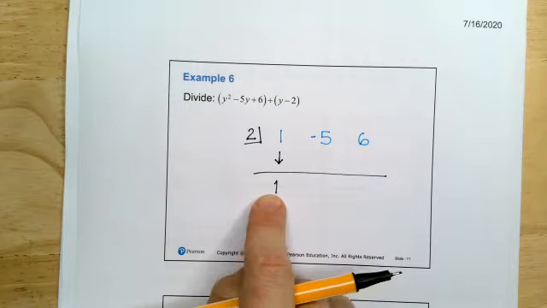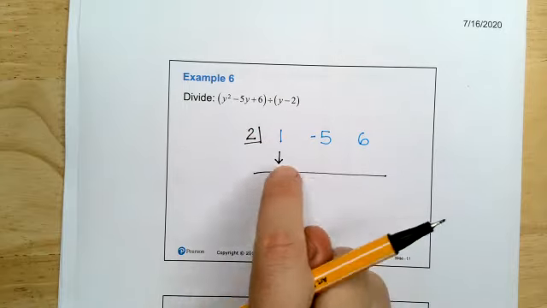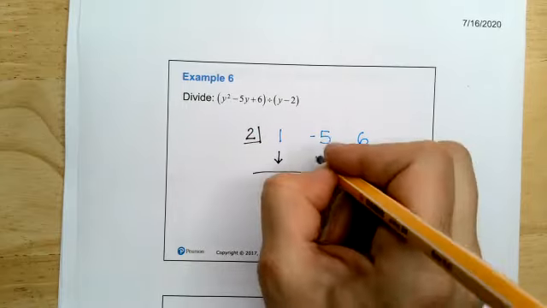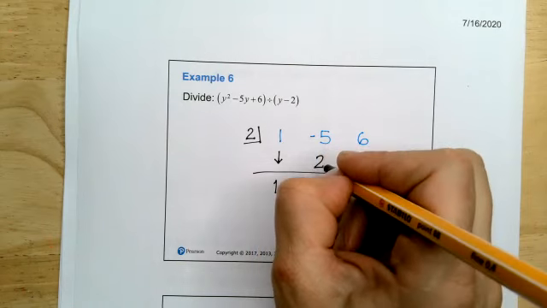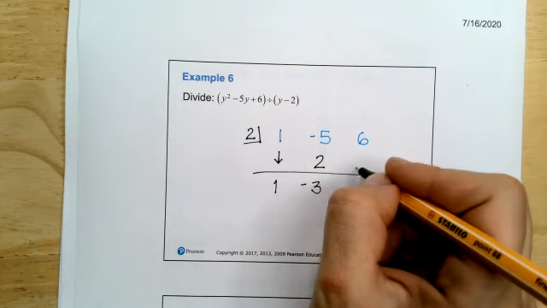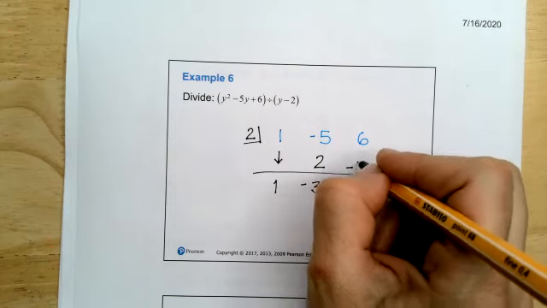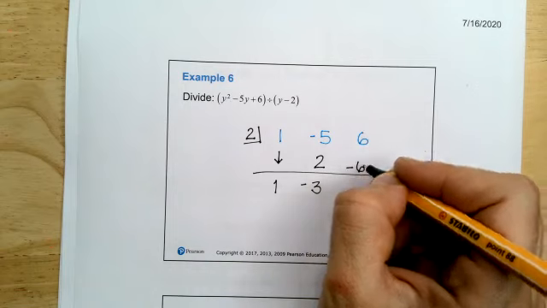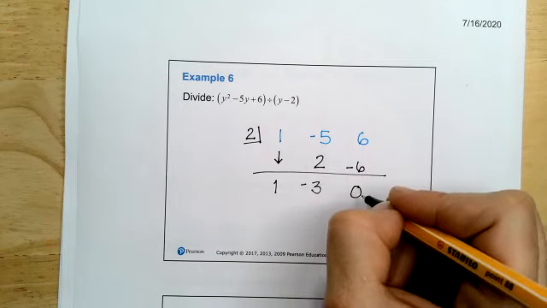Now that you have a number here, multiply this number by this number, put it here. 1 times 2 is 2, put it here. -5 plus 2 is a -3. You got this number here, multiply this by this, put it here. -3 times 2 is a -6. 6 minus 6 is a 0.